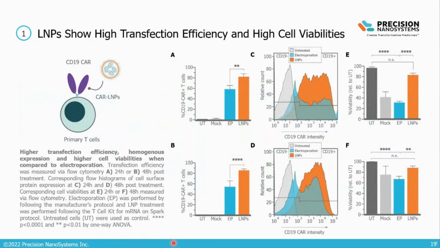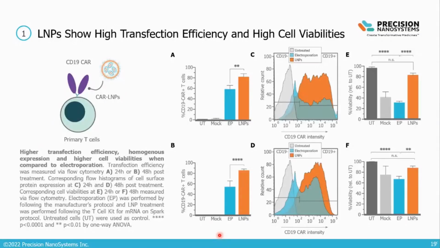Right, so for the first data set, we are delivering the CAR mRNA to express the CD19 CAR protein. And in this case, we delivered using the lipid nanoparticles in orange, or with electroporation in blue. The top of the panel is detection at 24 hours, and then the bottom is at 48 hours. We can see the transfection efficiency on the left is significantly higher with lipid nanoparticles compared to electroporation, where we get 85% CAR expression with the LNPs and 55% with electroporation at both of these time points.